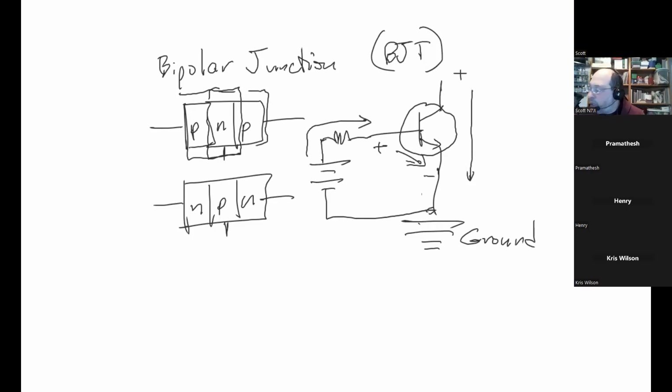When this turns on, the channel, this is known as the collector. This is the base, and this is the emitter. The base to emitter junction, when it's activated, will open up a big channel between the collector and the emitter. So a tiny amount of current from the base to the emitter allows a potentially very, very large current from the collector to the emitter.